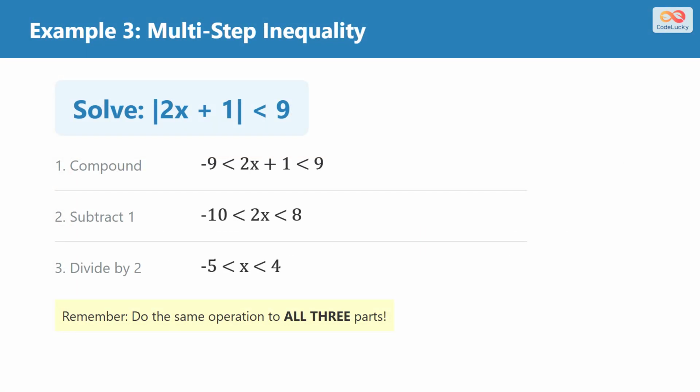Let's look at a multi-step problem. Absolute value of 2x plus 1 is less than 9. First, set up the compound inequality. -9 is less than 2x plus 1 is less than 9. Now, subtract 1 from all 3 sections to get -10 and 8 on the outsides. Finally, divide everything by 2.